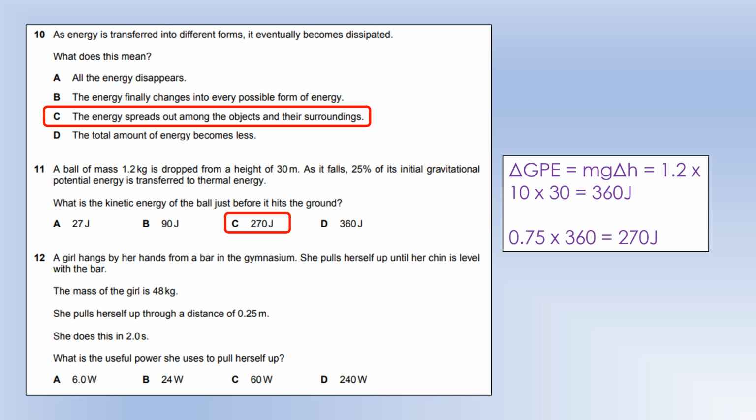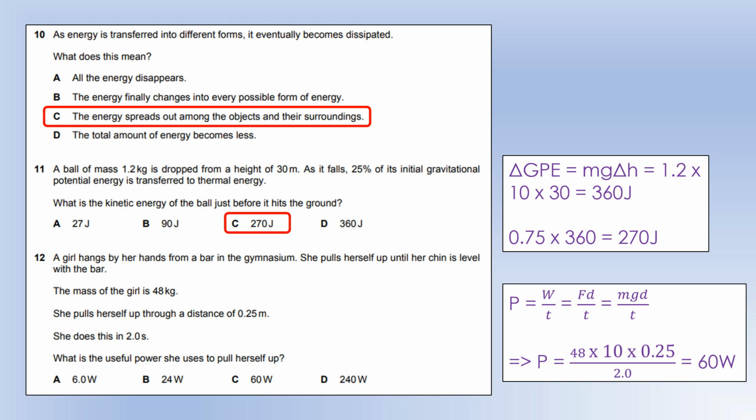A girl hangs by her hands from the bar in a gymnasium. She pulls herself up until her chin is level with the bar. The mass of the girl is 48 kilograms. She pulls herself up through a distance of 0.25 meters, and she does it in 2 seconds. What is the useful power she uses to pull herself up?